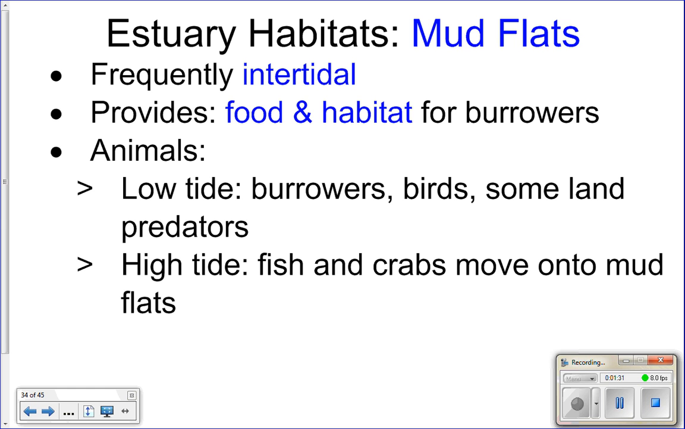So you'll have all sorts of worms and clams and all different kinds of crustaceans that will live in the mud flats. They'll come up to the surface to feed when the tide is high, and they'll be moving around and eating as it's high tide. When it becomes low tide, the animals burrow into the sand to wait out the low tide and wait for the next high tide. The animals that live here are an important food source for lots of different things, like birds, and even some land predators will come out onto the mud flats in order to feed. And then in high tides, you'll also have fish and crabs that will move up and feed on the animals that live here as well.